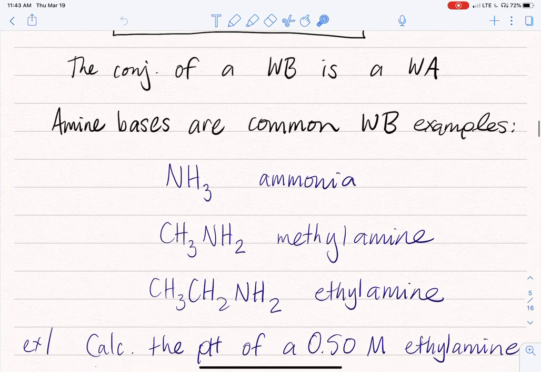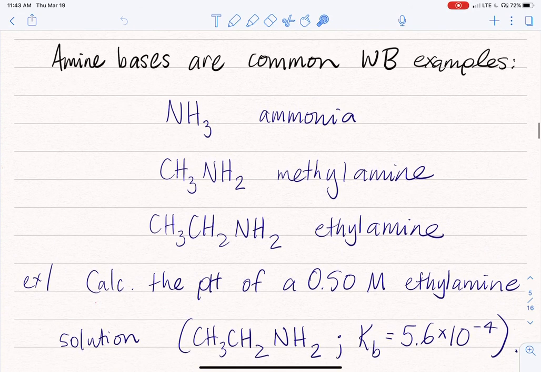Now, in your book, a lot of the weak base examples that you will see are amine bases. Amines are nitrogen-containing compounds, and amine bases are common weak base examples that you're going to see a lot in your textbook and in the problems on the OWL system. Ammonia is an example of the simplest amine, NH3. Remember that nitrogen forms 3 strong covalent bonds and it has a lone pair on it.